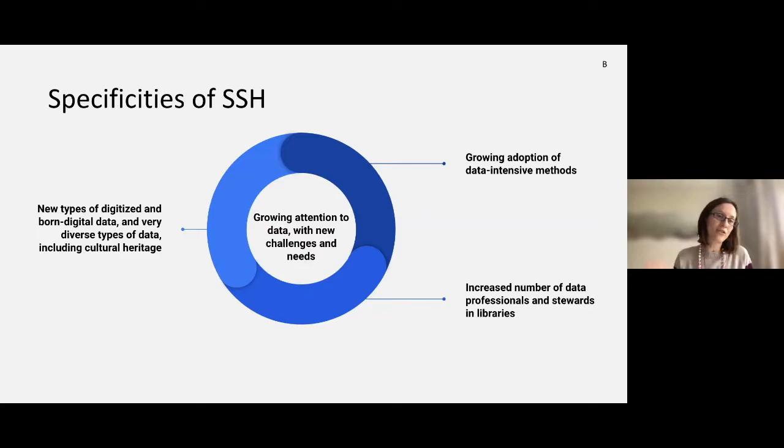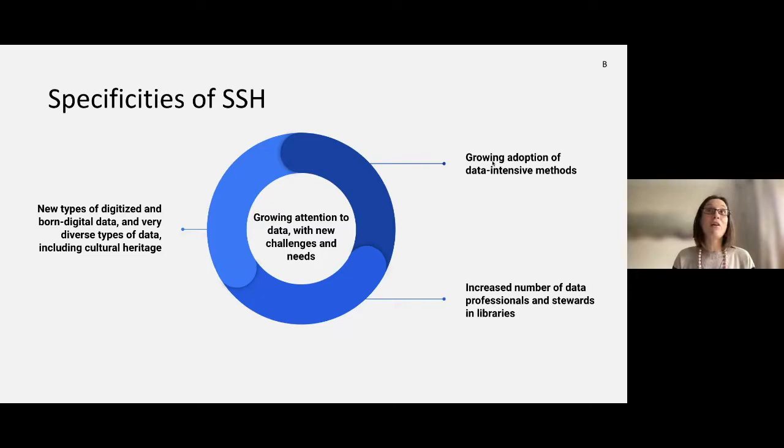So all of this means that really the topic of open data, open research is at the forefront and is really current, and there is an interest, but also an opportunity to really change things. So I mentioned that we're dealing with a big variety of sources.